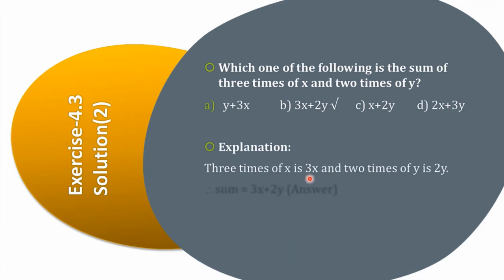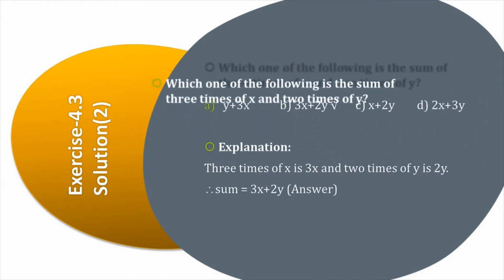3 times of x, that is 3x, that means 3 multiplied by x. 3 times means multiplication, my dear, and 2 times of y is 2y, times means multiplication, my dear. So 2 multiplied by y, that would be 2y. And if we add these two, 3x and 2y, then we get, therefore, sum equals 3x plus 2y. That is the desired answer, my dear.